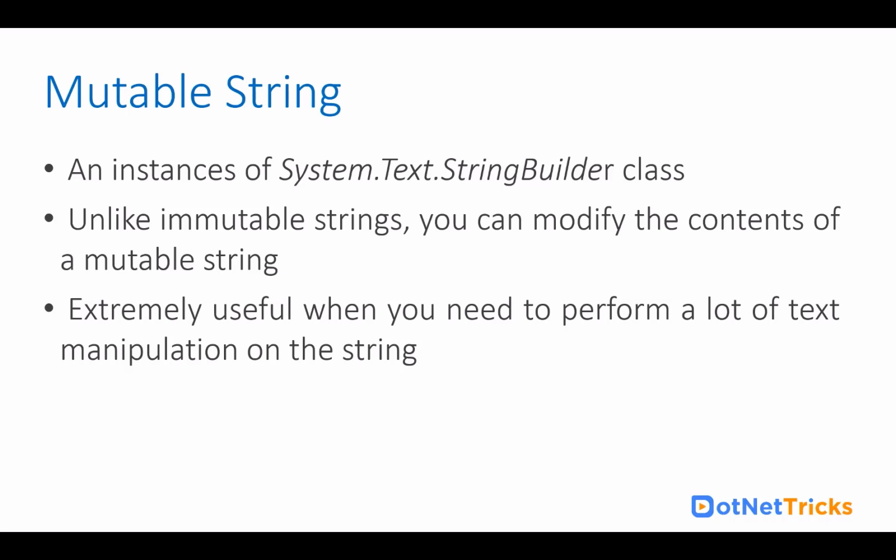So sometimes there is a requirement to perform a lot of text manipulation. Let's say you are developing a template for sending an email. So if that code you are writing within your C#, with the help of a mutable string, you should create that email template concatenation text. Now let's understand the differences between these two strings with the help of an example.